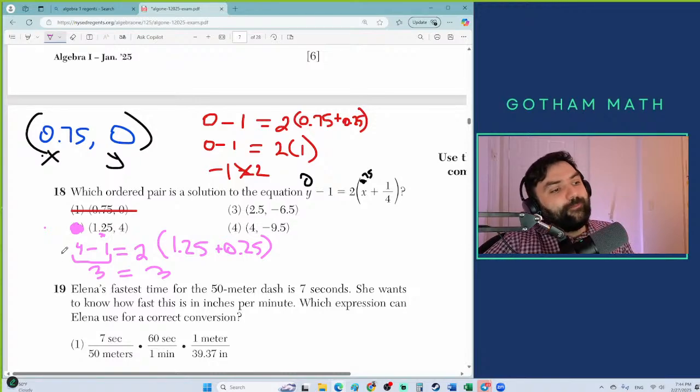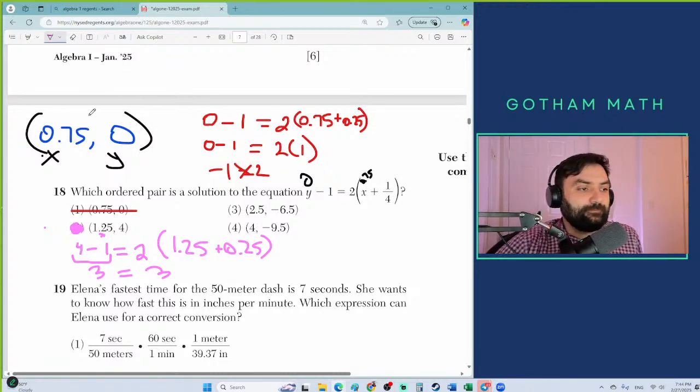3 equals 3. Just calculation, guys. Just pure calculation. Nothing more, nothing less. Plug in for X and for Y. Find where the left side will equal the right side and be happy.